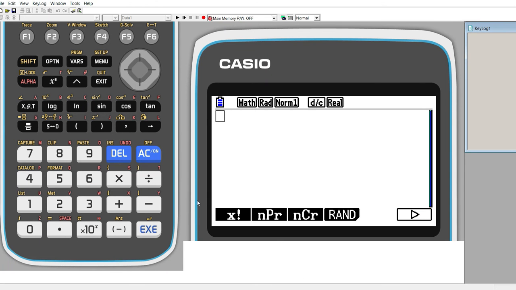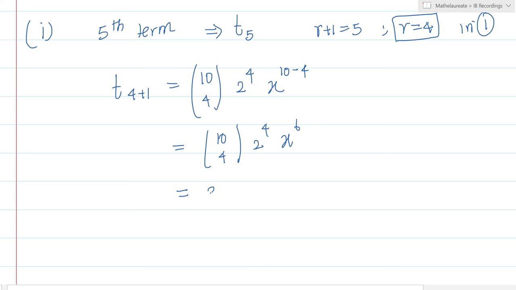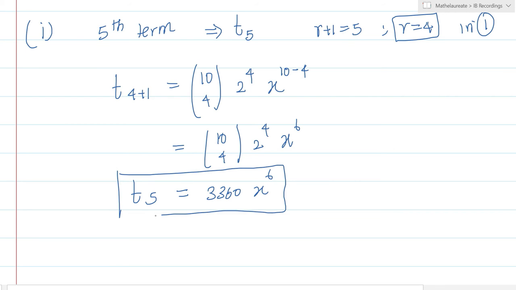Let's use the calculator to find this value: 10C4 times 2 raised to 4, which is 16. The value is 3360. So 3360 x to the power of 6 is the fifth term. In the expansion of (x + 2) to the power 10, the fifth term is 3360 x^6.